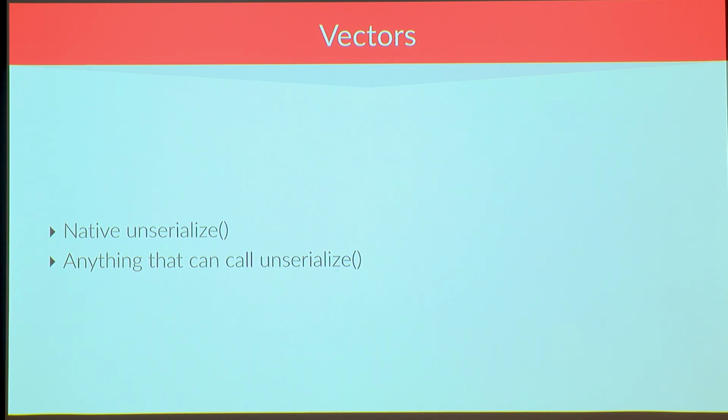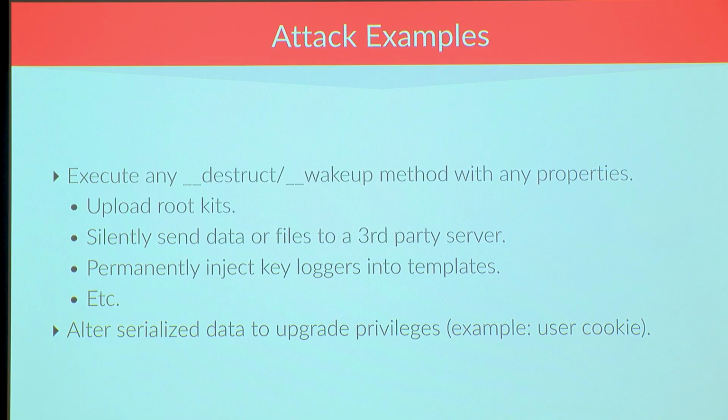So the vectors: basically any library that uses the native unserialize method underneath somewhere, this is a possibility. YAML is one example, but if there's a library that uses unserialize somewhere, there's a possibility to pass a serialized object. If that input is not properly controlled, then you can have this problem. Anything that can call unserialize is your enemy. You can call any destruct and wake up methods with any properties. As you've seen, it's not just public properties, the private properties are also deserialized correctly. So this is where it's really dangerous.